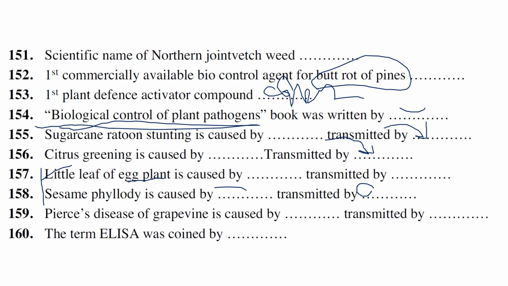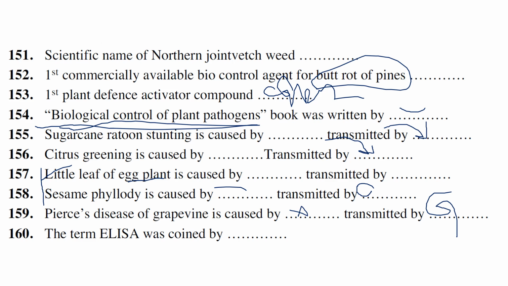Pierce's disease of grapevine is caused by Xylella fastidiosa, and it is transmitted by the glassy-winged sharpshooter Homalodisca coagulata. Now the name has changed to Homalodisca vitripennis. So that is Pierce's disease of grapevine.